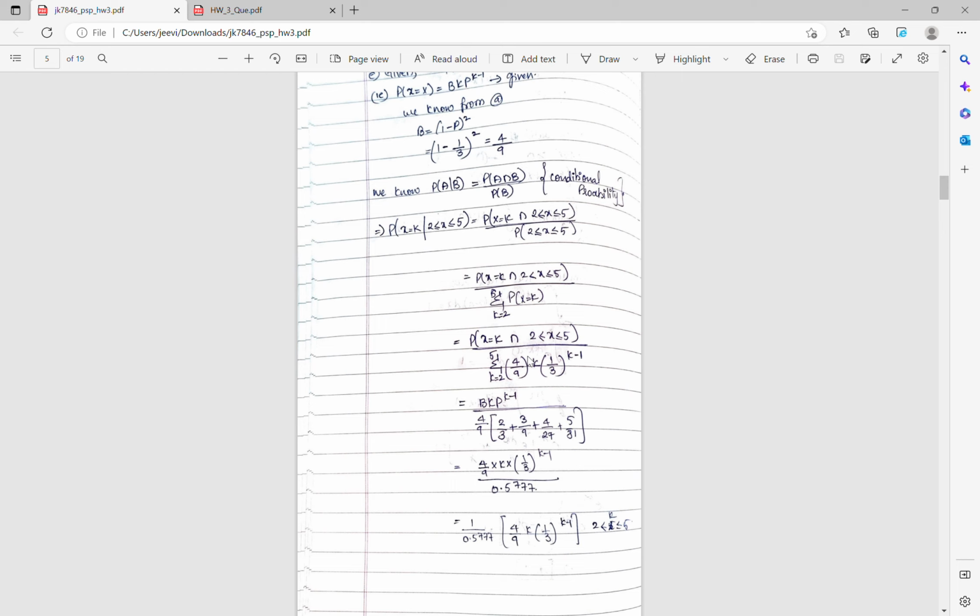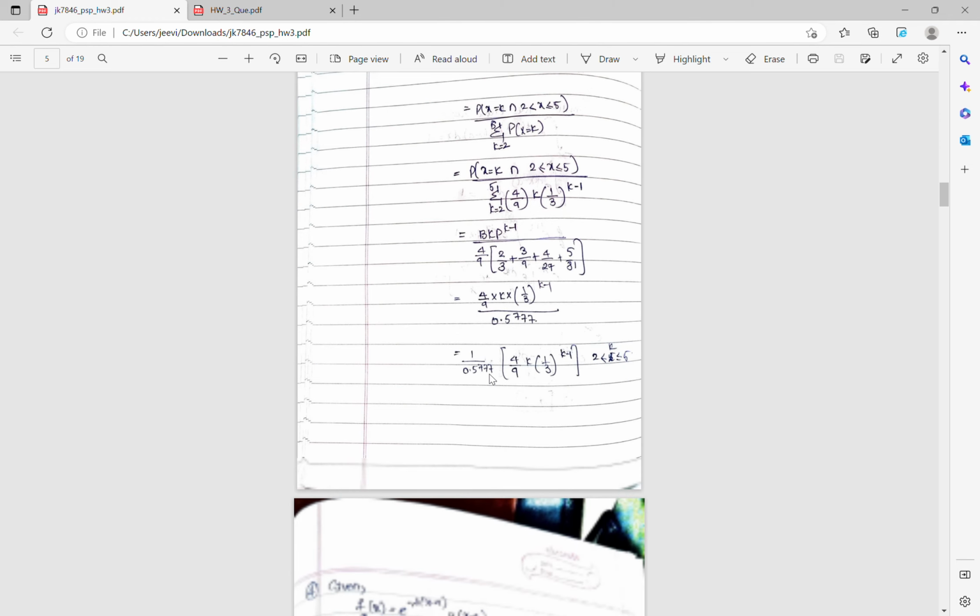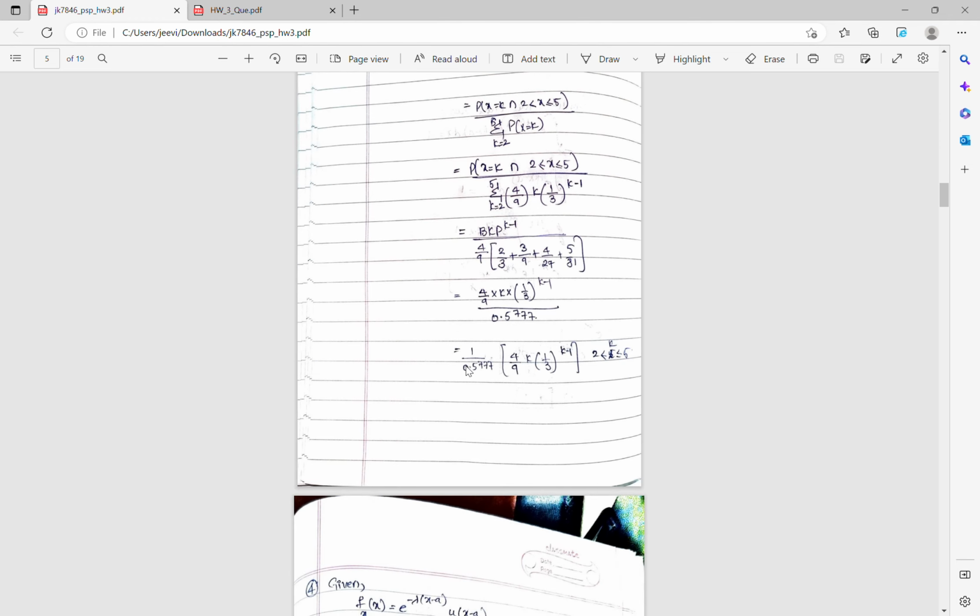Now, if we write down this equation and substitute the values of P of k and all of that, we will get a value which is equal to 1 by 0.577 into 4 by 9 into k into (1 by 3) power k minus 1, for the value of X which is between 2 and 5. So that is the solving for the first question.